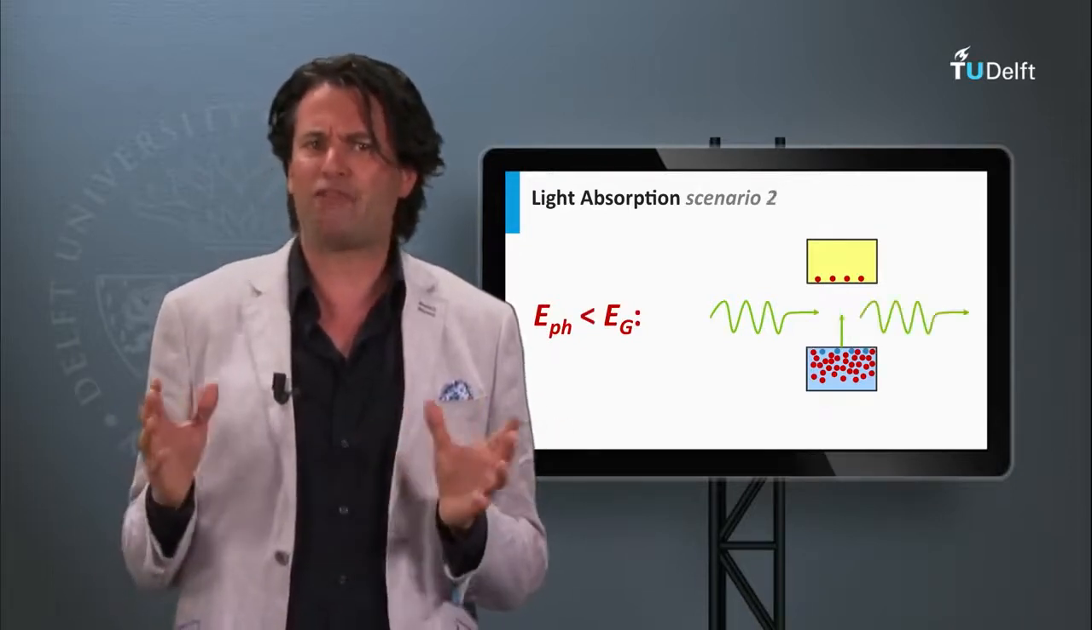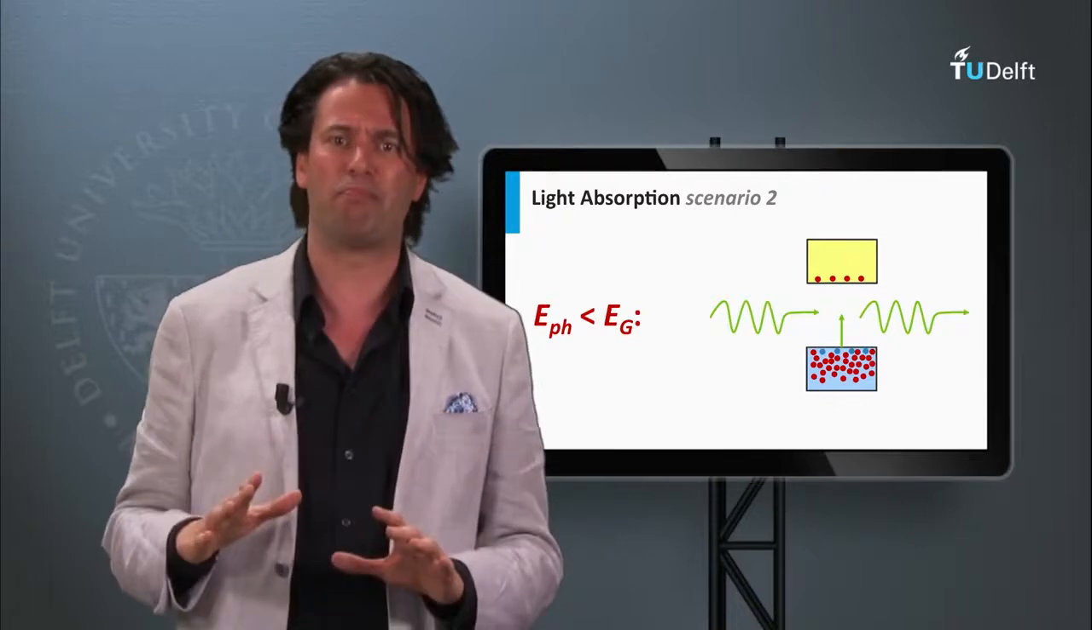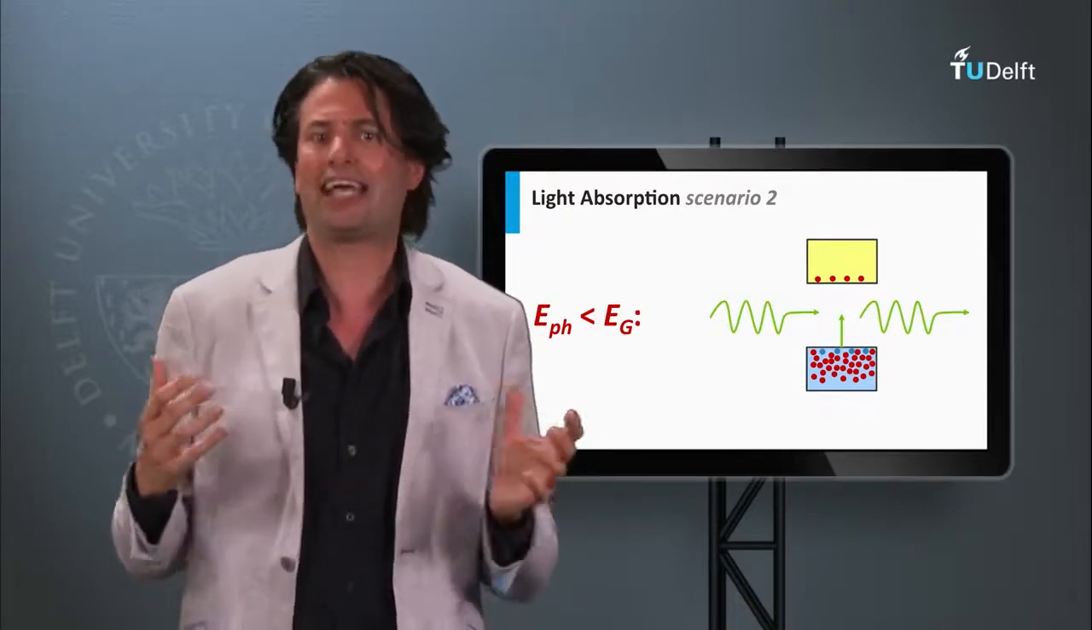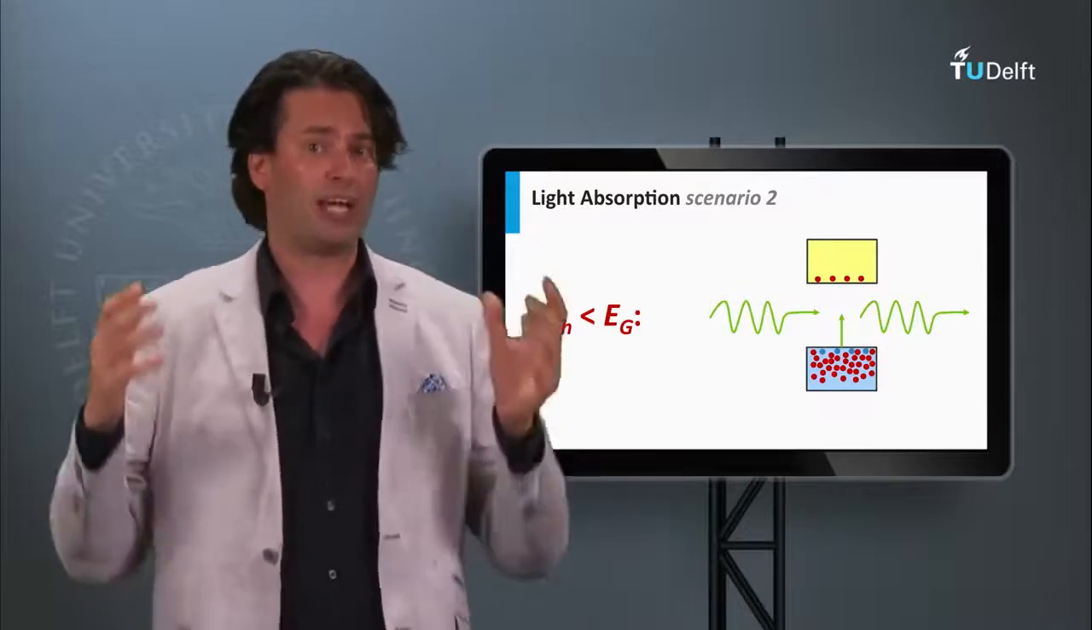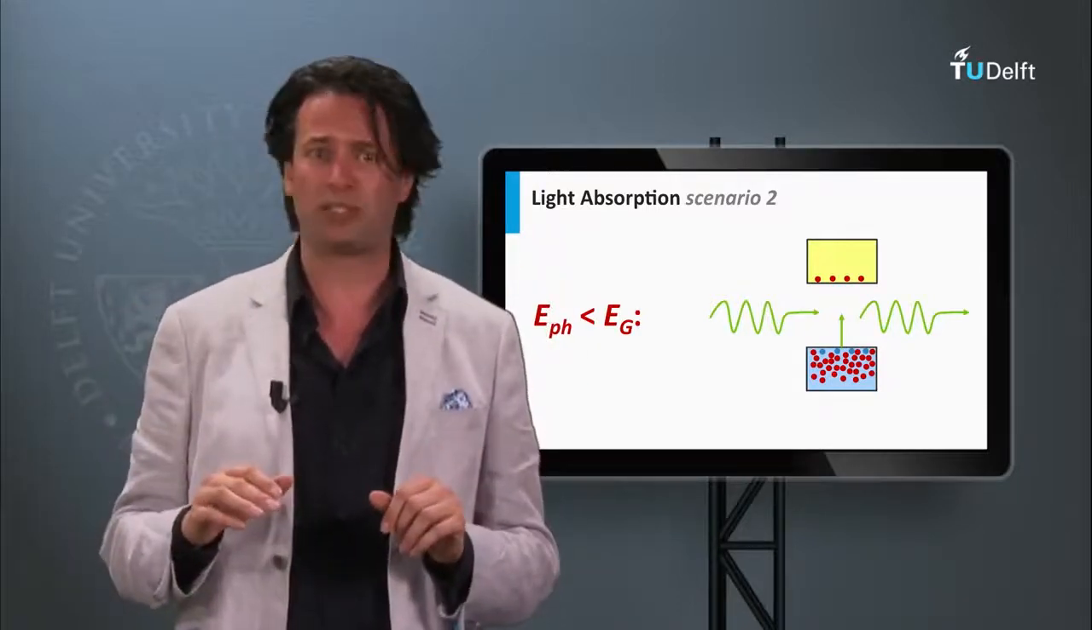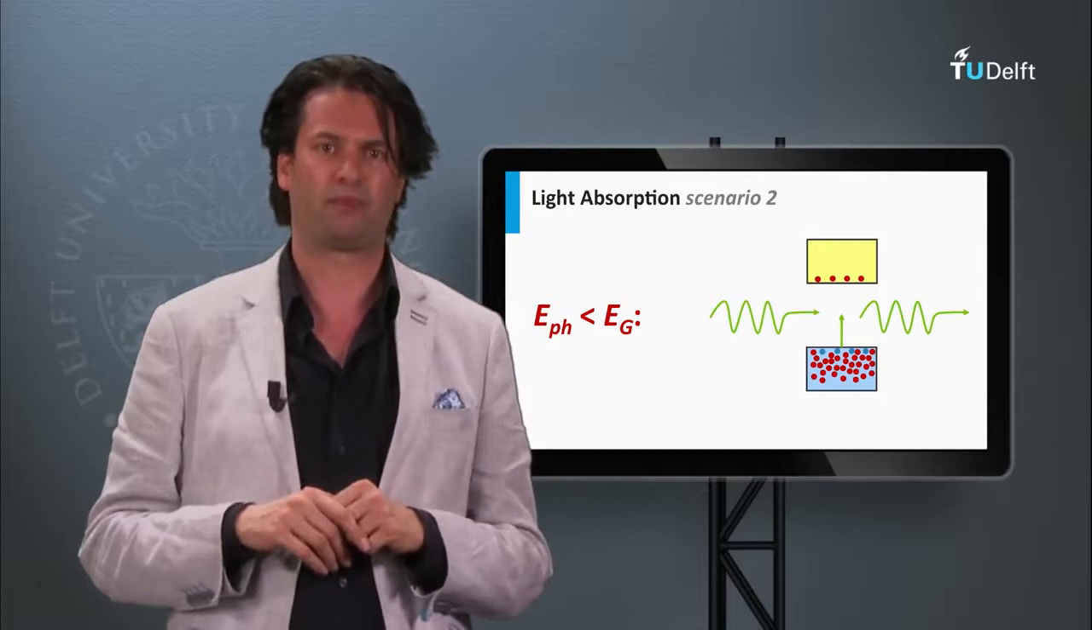However, if we have a photon with an energy smaller than the band gap, this photon is lacking the energy to excite an electron from the valence band to the conduction band. This photon cannot be absorbed by the semiconductor material.